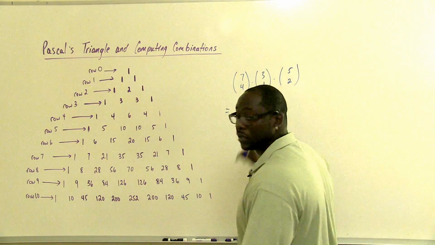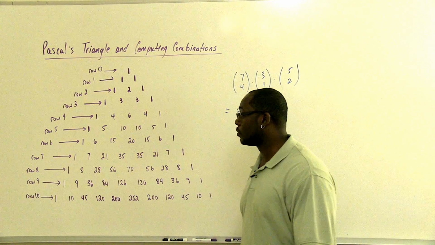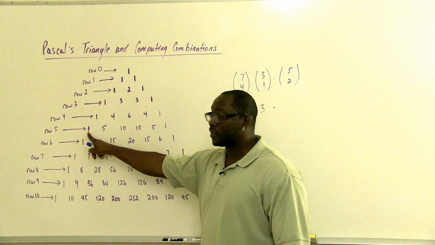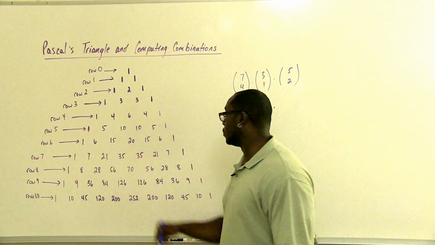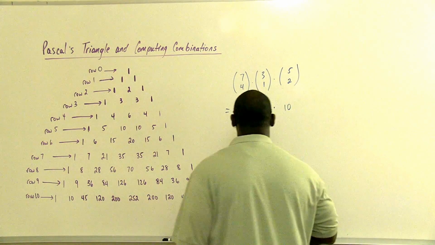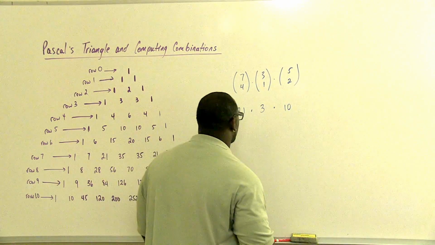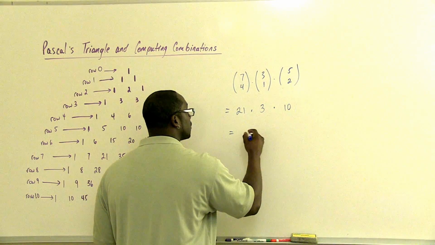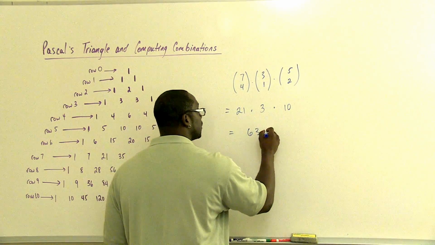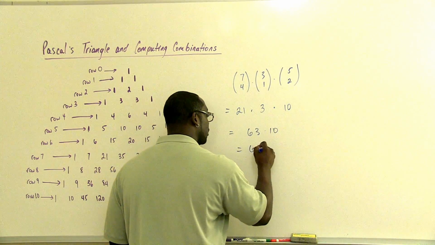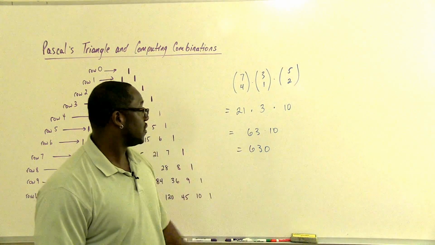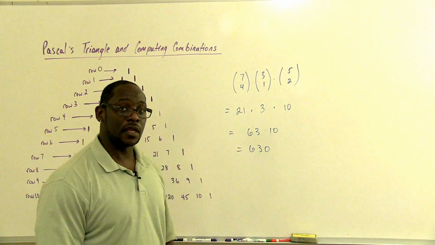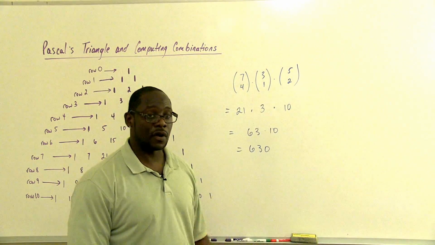And of course, 5 things grouped 2 at a time, we go to row 5. 5 things grouped 0, 5 things grouped 1, 5 things grouped 2. So we have 10 there. And so now when we put this all together, this is going to be 63 times 10, which is 630, okay? And so, as you can see, this is much faster than actually doing the factorial form for all 3 of these.